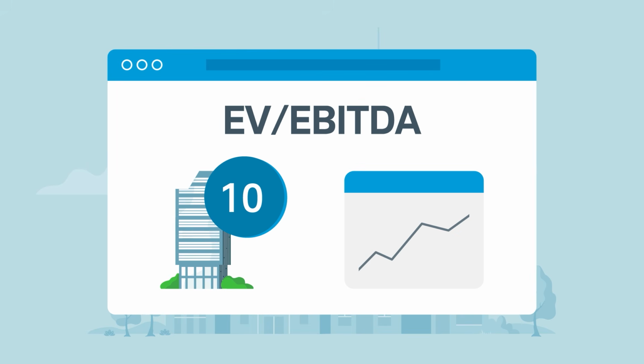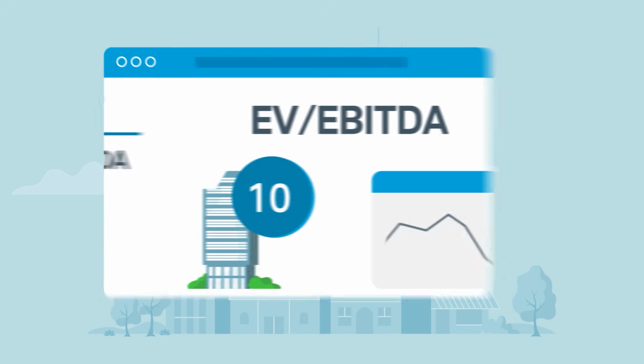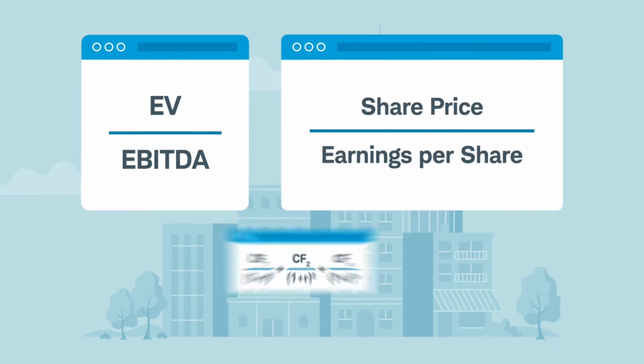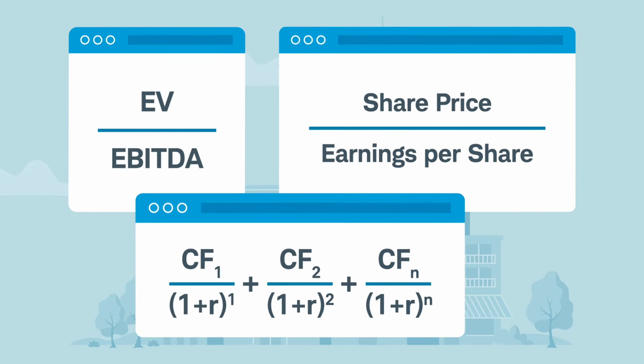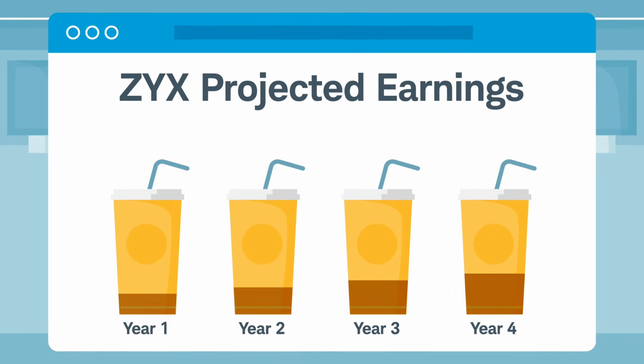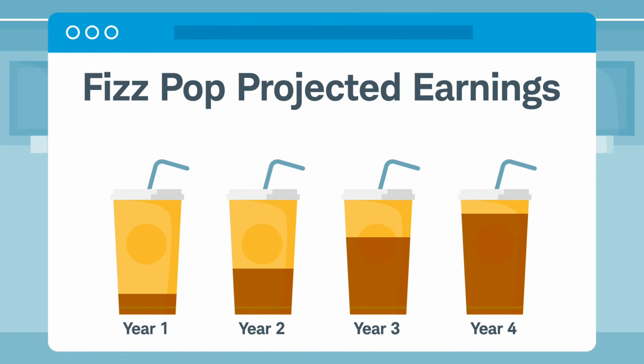Sometimes low multiples are deserved because the company is not performing well. This is why investors commonly use EV to EBITDA in conjunction with other analyses like a discounted cash flow model. Looking at potential future earnings can help avoid a value trap. Of course, the opposite can also be true. A high valuation may be justified if the company exhibits a lot of growth potential.